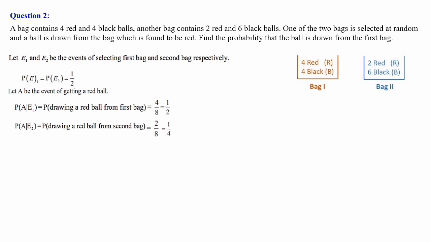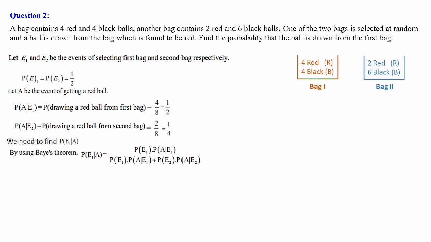What we have to calculate, that is the question. Now we have to calculate the probability that the ball is drawn from the first bag, meaning E1. So probability of E1 given A we have to find out. That is, the probability of choosing the first bag given that the ball taken is red, A. So probability of E1 given A we have to calculate.